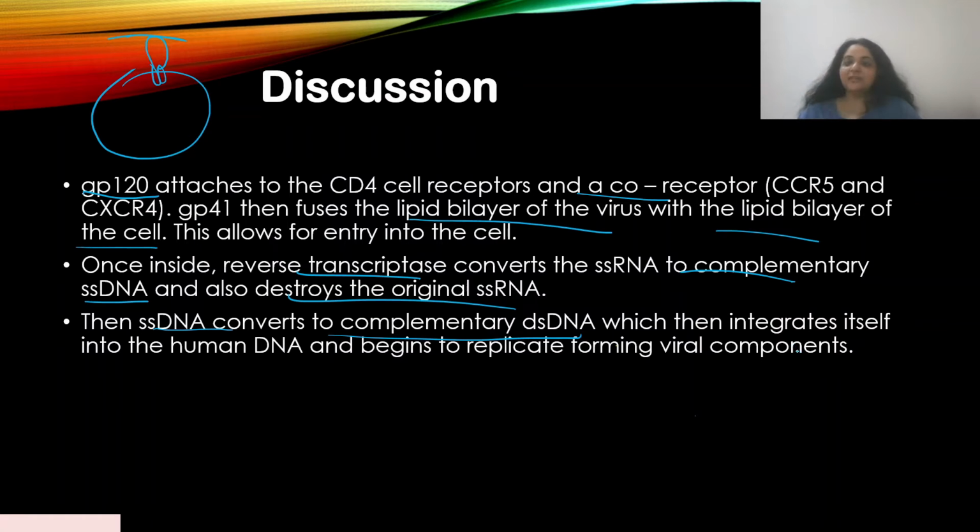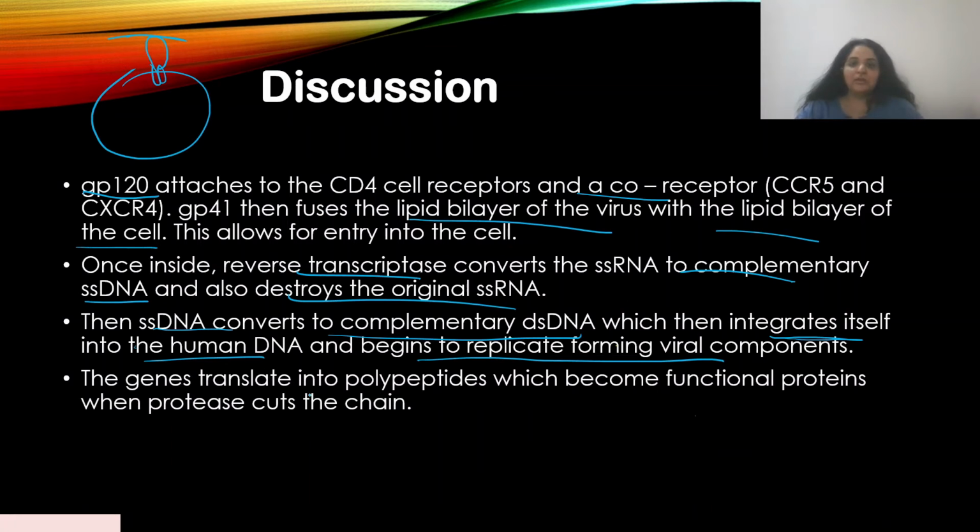The integrase enzyme then allows the insertion of the viral DNA into the human DNA. It integrates itself into the human DNA, which begins to replicate, forming viral components. Now, integrase has done its job. Integrase has allowed the viral DNA to enter into the human genome, human DNA, right? It's now become part of it. Now what's the next step?